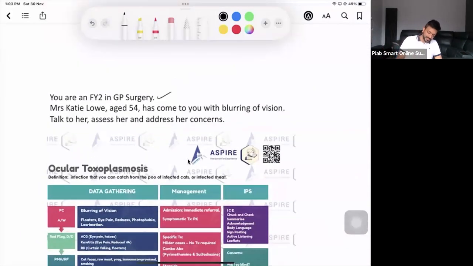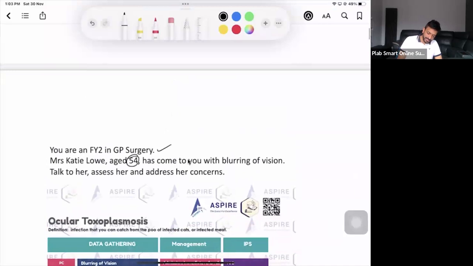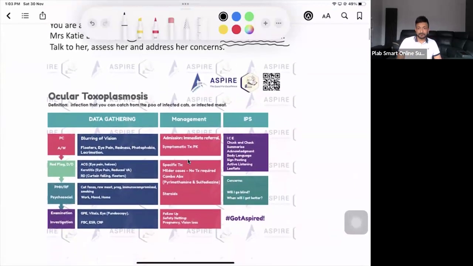You are in GP surgery. Patient is 54 and presenting to you with the blurring of vision. Okay, what are we going to do? You will elaborate about this blurring of vision. Then obviously, patient has a problem in the eye. You will ask other associated symptoms of the eye as well with the blurring of vision.